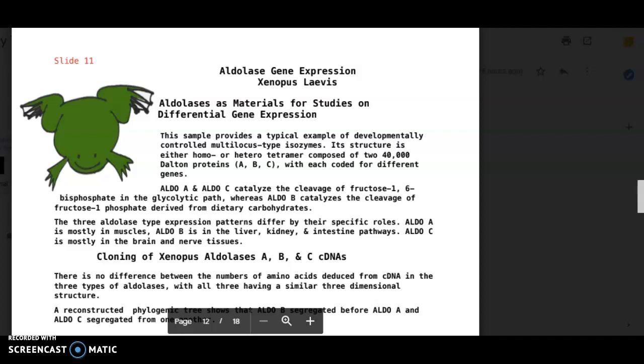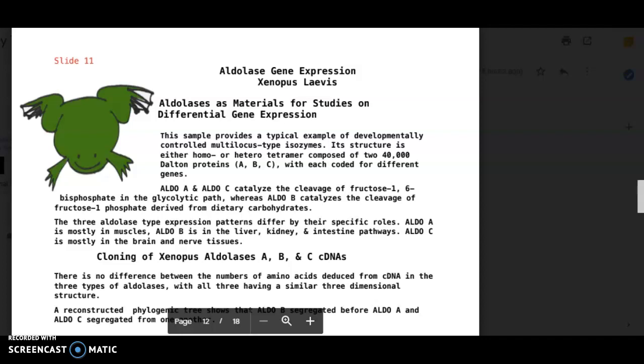Holoenzymes catalyze different reactions depending on the nature of the constituent subunits. Basically, aldolases A and C catalyze the cleavage of fructose 1,6-bisphosphate in the glycolytic pathway, giving rise to glyceraldehyde 3-phosphate and dihydroxyacetone phosphate, whereas aldolase B catalyzes cleavage of fructose 1-phosphate derived from dietary carbohydrates to give rise to glyceraldehyde and dihydroxyacetone phosphate. In addition, aldolase B catalyzes gluconeogenesis, or the hexose formation.